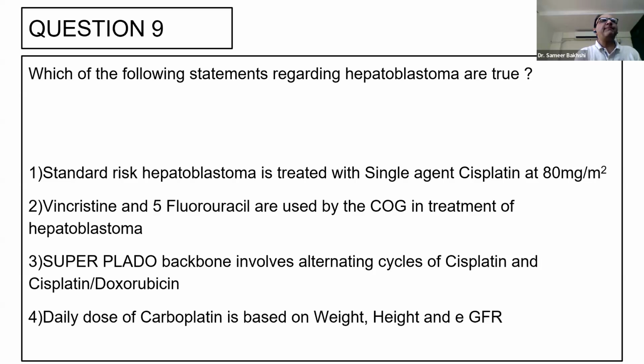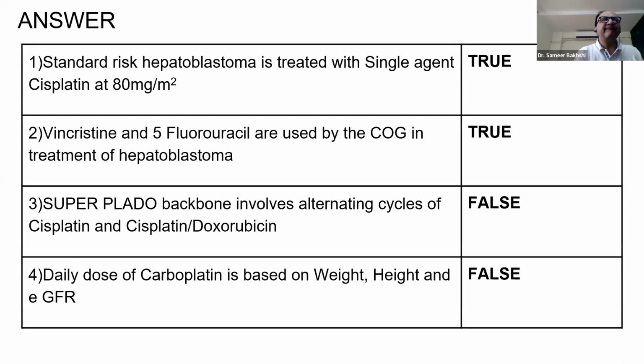The SIOPEL backbone involves alternating cycles of cisplatin and cisplatin plus doxorubicin. Cisplatin and carboplatin, sir? Very good, that is false. So you were awake during the lecture. Good. So that lecture was good. Daily dose of carboplatin is based on weight, height, and eGFR. No, that I don't know, sir. There was a complicated figure that was shown by Dr. Nandakumar. So that last statement is also false. So the first two are true and the last two are false.